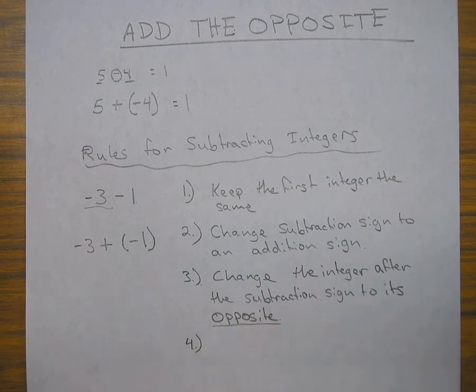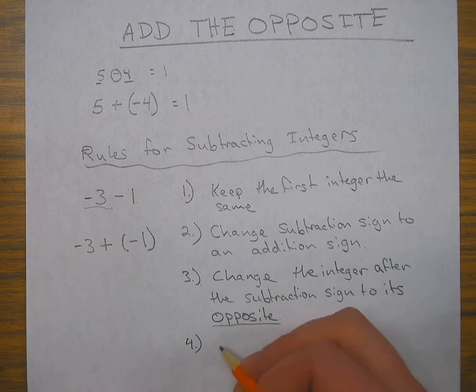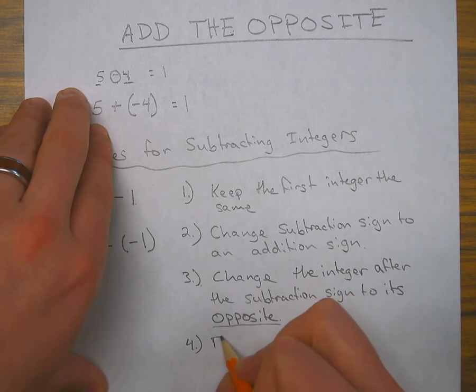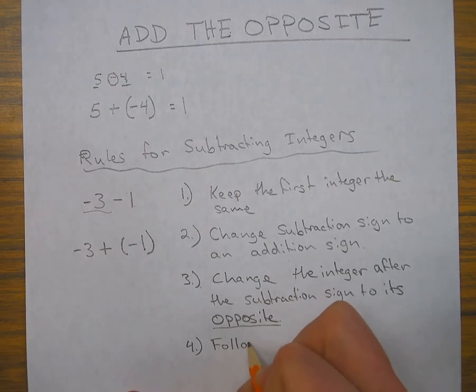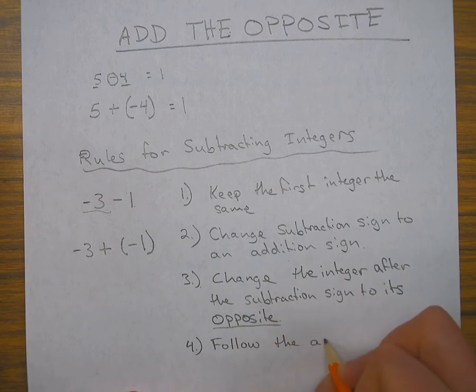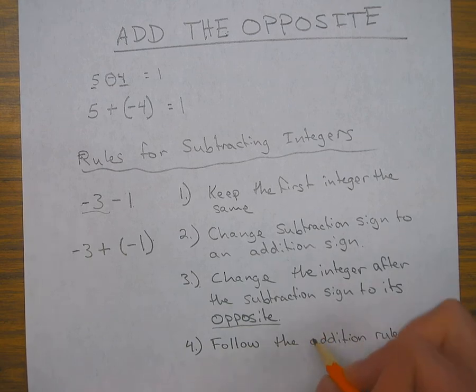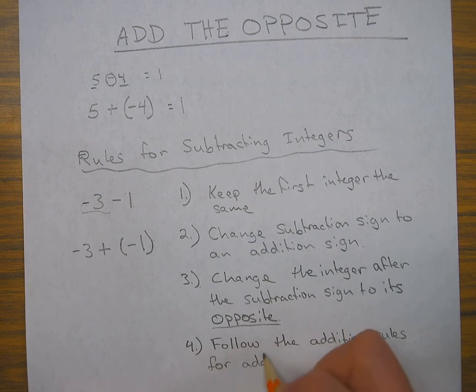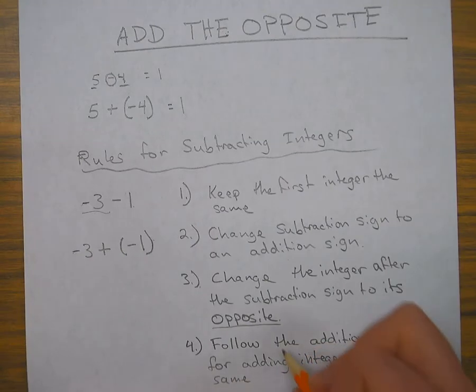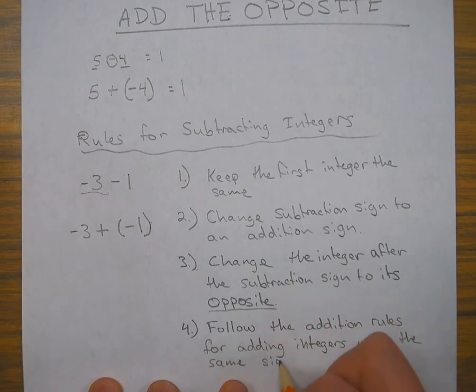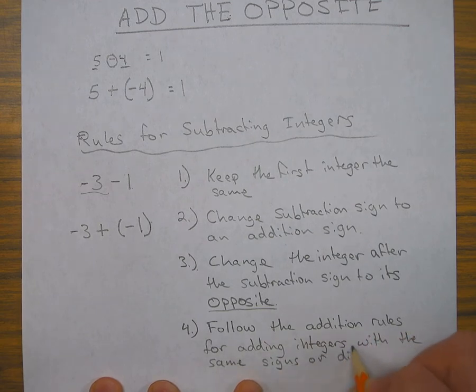So step number 4 is I am going to follow the addition rules for adding integers with the same signs or different signs.